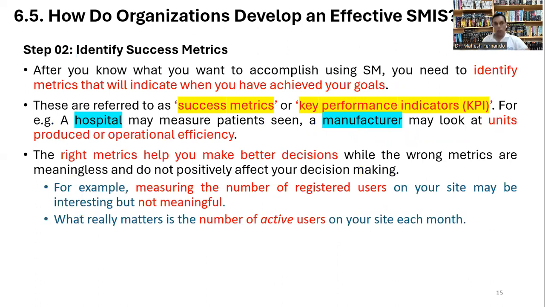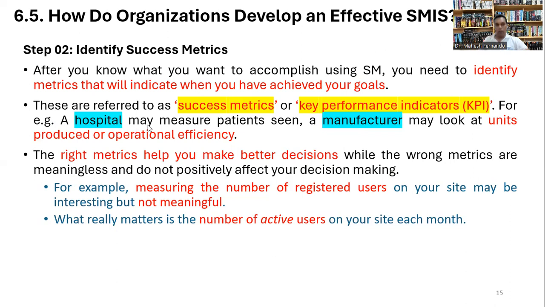And step 2 is to identify success metrics. What do you mean by success metrics? After you know what you want to accomplish by using social media, you need to identify metrics that will indicate when you have achieved your goal. You need to have some indication of whether you have achieved your goal. They are referred to as success metrics or key performance indicators. You might remember in most of the discussions in management, we discuss key performance indicators, or KPI. Here also, we need to have KPIs for the social media information systems.